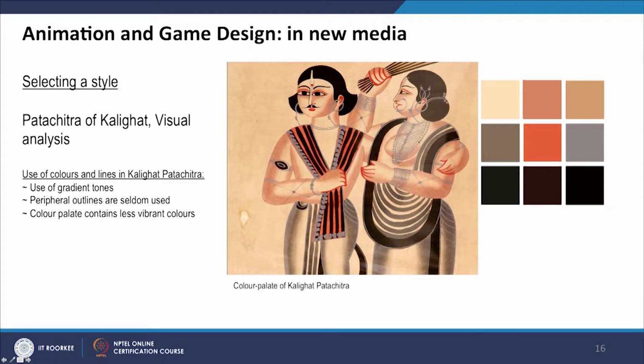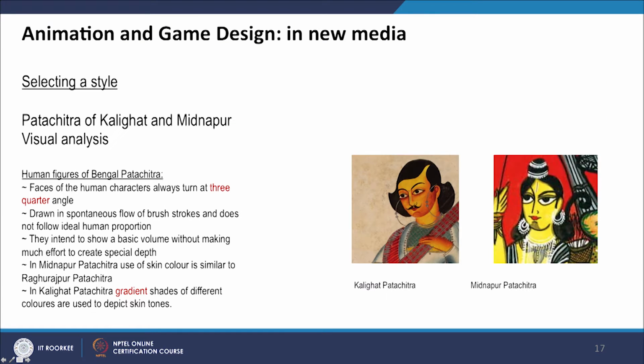Now we are seeing the Kalighat Patachitra, where there is a difference. The colors are very soft, and vibrant colors are not used, and a more neutral color palette is derived from the Kalighat Patachitra. And also the line outlines were not in all the places, and there are fewer areas where there are flat colors. Here the red and black borders are flat, but mostly the skin colors and the draperies use gradient color shades.